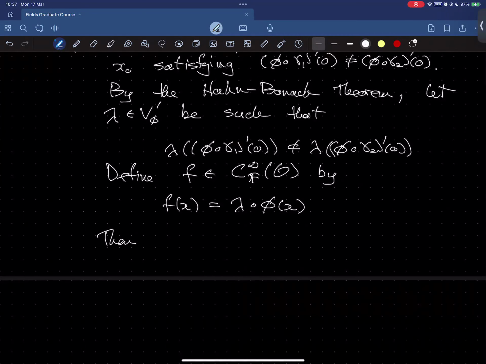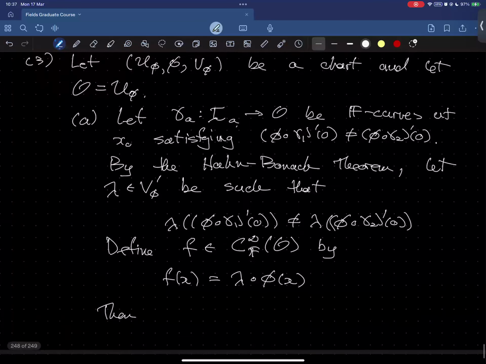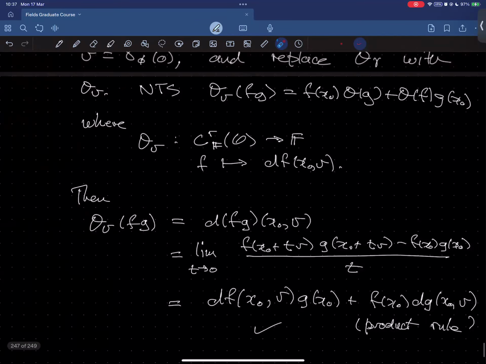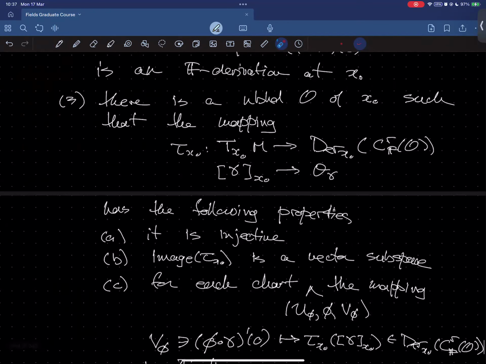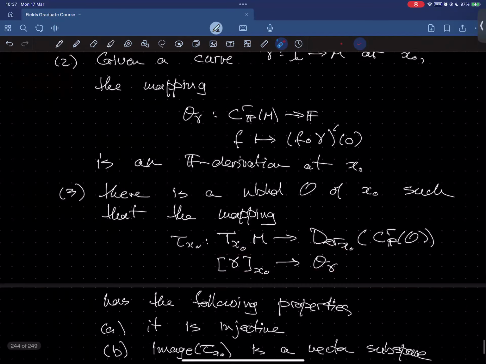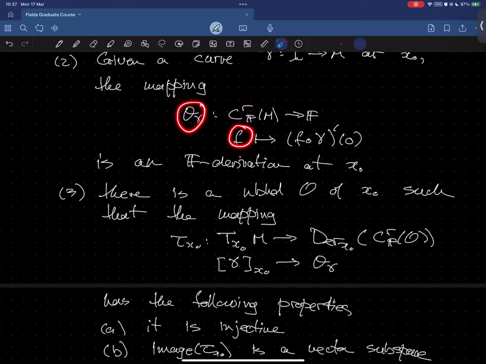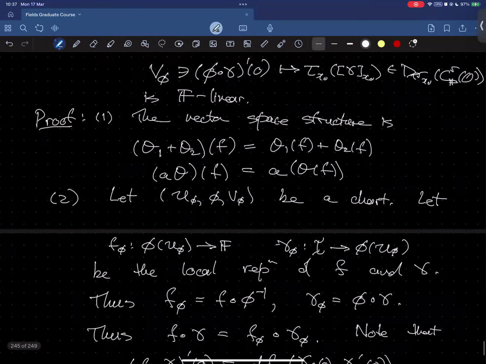So what I'm going to do is show that for this f, theta gamma 1 applied to this f is different from theta gamma 2 applied to this f. Again, let me remind you what's going on here. I have two equivalence classes of curves defined by gamma 1 and gamma 2 that are different, and I need to show that their derivations are different. So I need to show that, according to this definition, theta gamma 1 applied to f is different from theta gamma 2 applied to f. That's what I need to do to show injectivity.